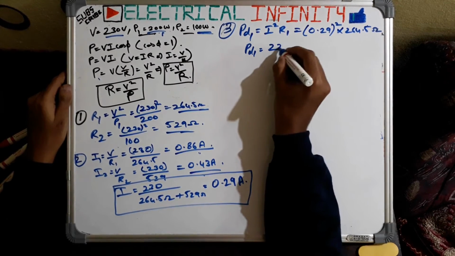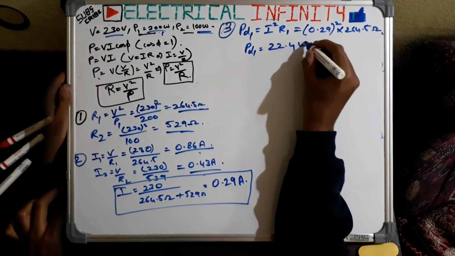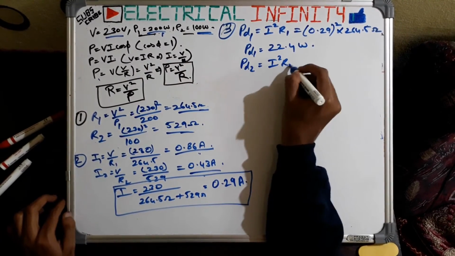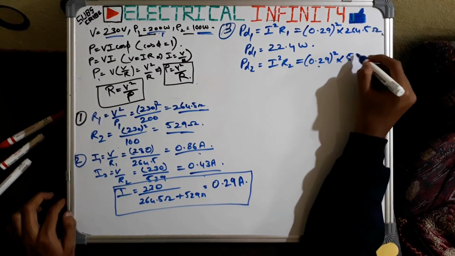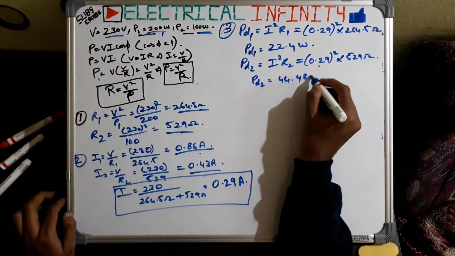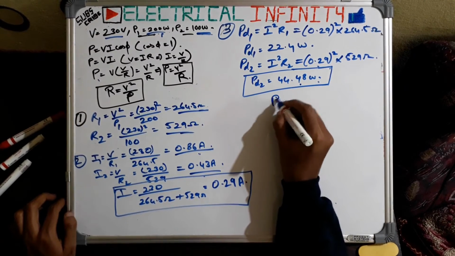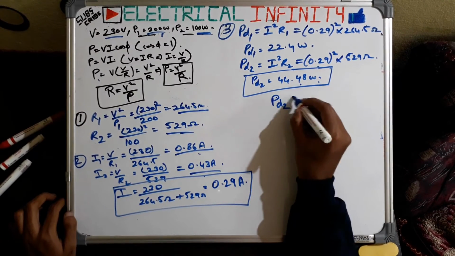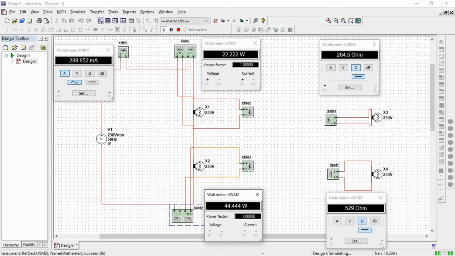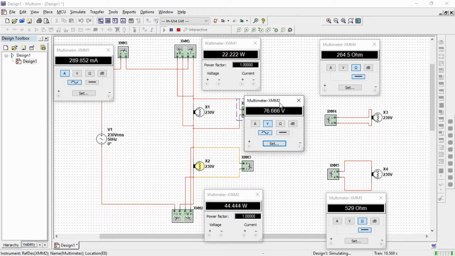As you can see here, I have done the theoretical calculation from the formula PD1 equals I squared R1, as I is the same and R is different in series. So I got the value of PD1 as 22.4 watts, which was similar to the value I got in simulation, 22.22 watts. The power dissipation across the 100 watt bulb is 44.48 watts, which in simulation was 44.444 watts.